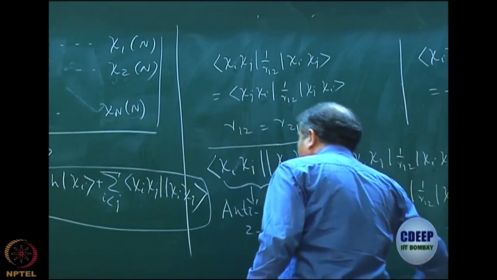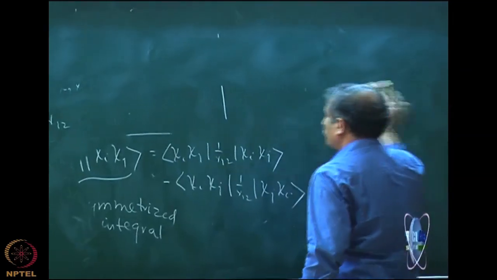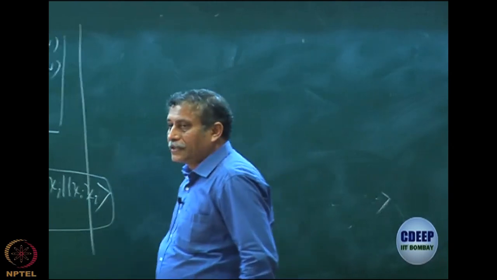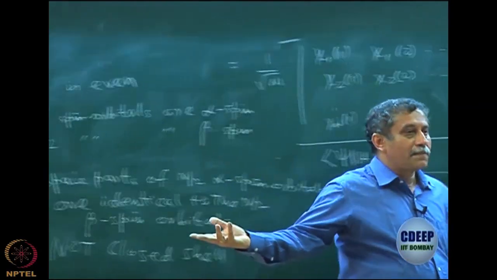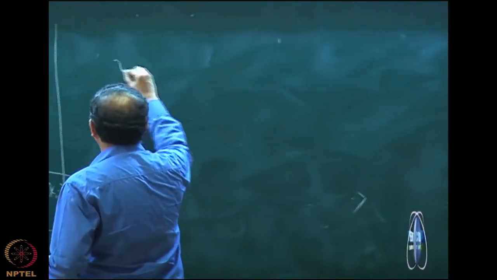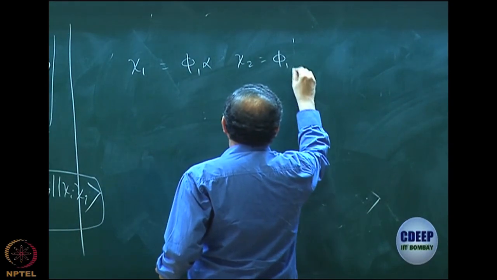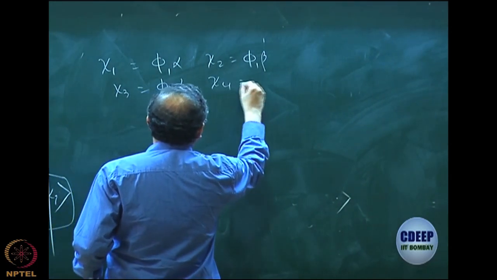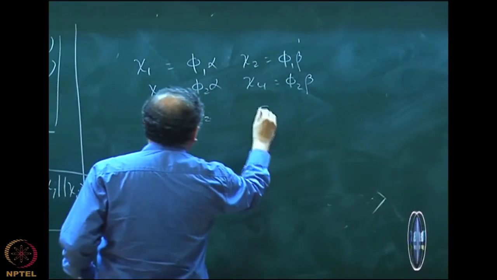So let us now take up a closed shell determinant, and let us see what happens to the spin orbitals. When I say I know the spin orbitals, what does that mean now? That means I know the space parts. Because what is a spin orbital in this case? It is just a space part times alpha or beta. So let us say that I know the space part. So chi 1 is phi 1 alpha, chi 2 is phi 1 beta, and so on. Chi 3 is phi 2 alpha, chi 4 is phi 2 beta, and so on. So I know phi 1, phi 2 up to phi n by 2. Is it clear?